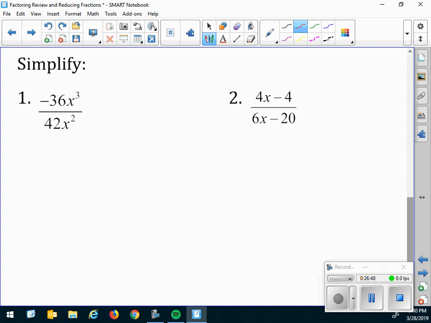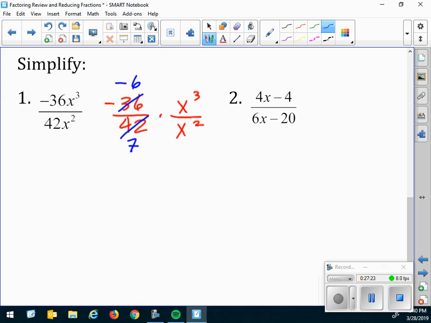Now, if you need to, you can think of it like this at first. I don't think you're going to need to do that. You have a calculator. Can you think of the biggest thing that'll go into 36 and 42? 7 doesn't go into 36, but 6 does. Divide them both by 6. What's negative 36 divided by 6? What's 42 divided by 6? So that part simplifies to negative 6 over 7.